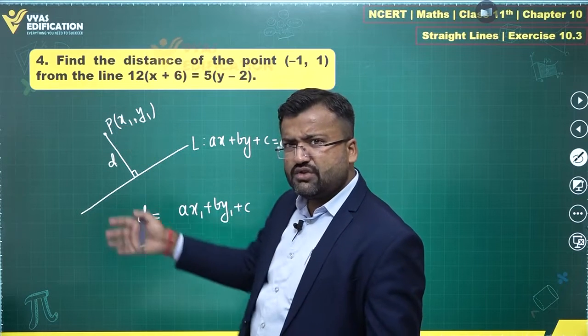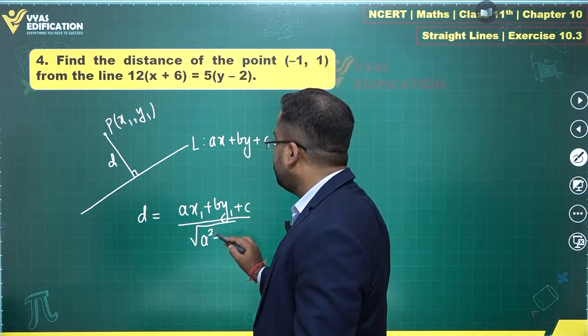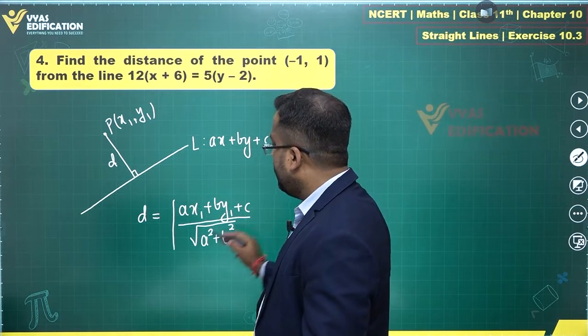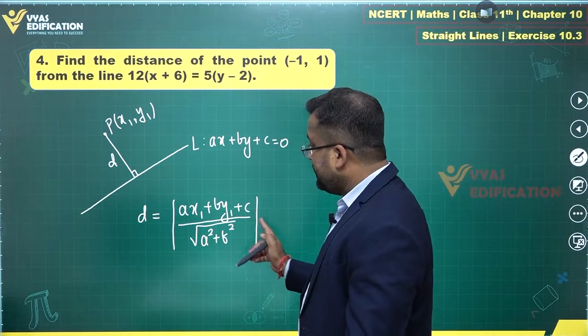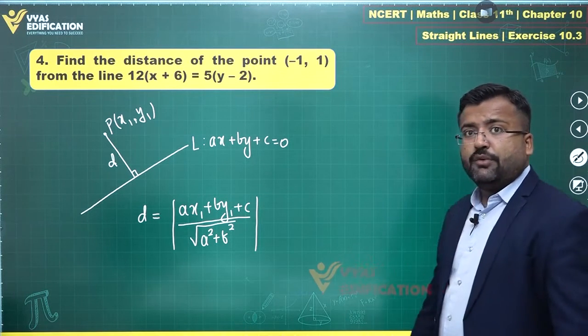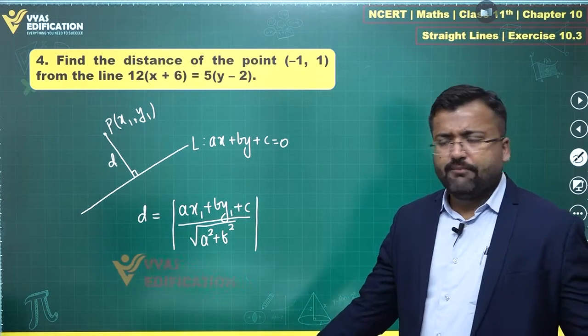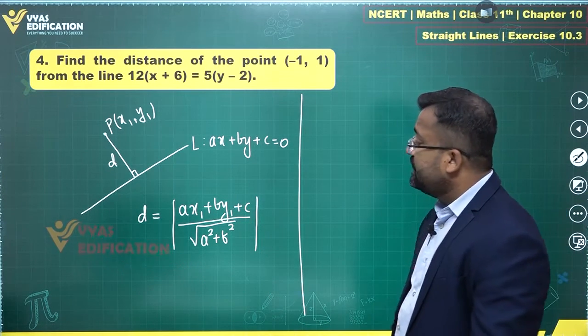Now since this point is outside, this will not be 0, and you also divide by under root of a square plus b square. At the end you should also take a modulus. You can take the modulus of only the numerator, because the denominator is always positive, right? So taking a modulus in the numerator is also okay. There is nothing wrong in both of these approaches.